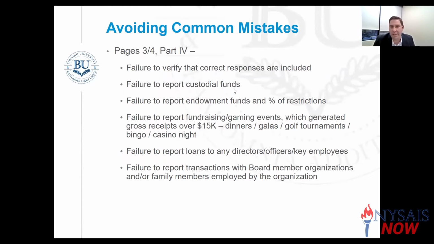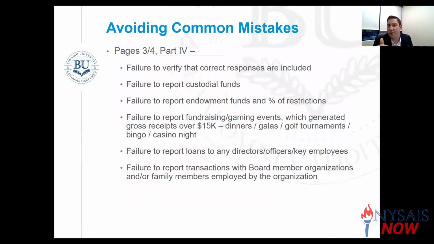On pages three and four, make sure that all the responses are included. This is where we talk about those yes, no, compliance type of questions, which will generate the schedules in the back that we just talked about. Most of you don't have custodial funds, so we won't talk about that. But the failure to report endowment funds and the percentage of restrictions, as we talked about, between those three buckets, make sure those are accurate and complete.